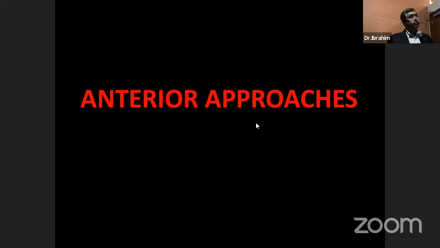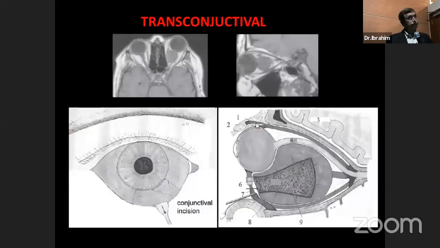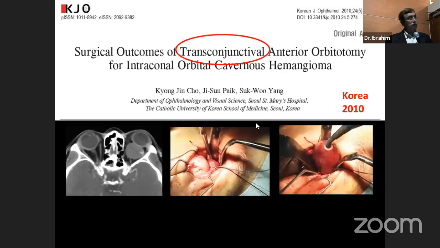Anterior approaches, transcaruncular. This is the right eye, this is the medial aspect. You can cut the medial canthus and proceed inside. This is the anterior ethmoidal artery. Transconjunctival for this lesion. You make a flap of the conjunctiva, then you slide inside. Transconjunctival from South Korea. This tumor, again, limited, with the cryoprobe.